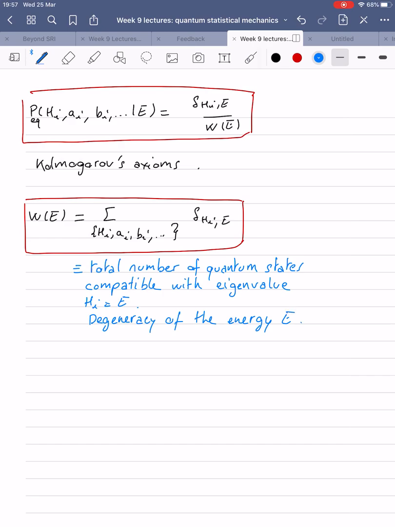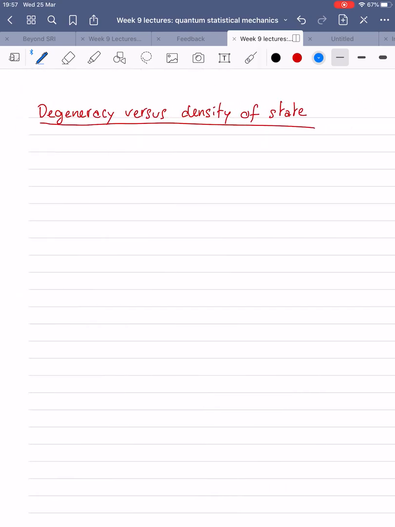Okay? Now what I want to do is to compare it with a similar quantity we've seen in classical statistical mechanics, which is called the density of state. So degeneracy is actually not the same as the density of state. So to realize what the difference is between the two, what we are going to remind ourselves is the following.